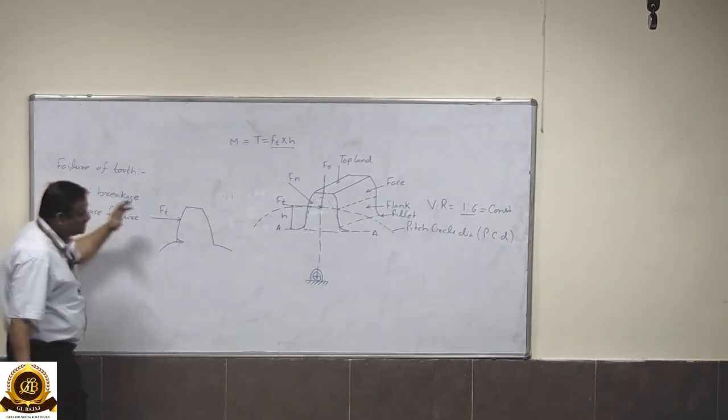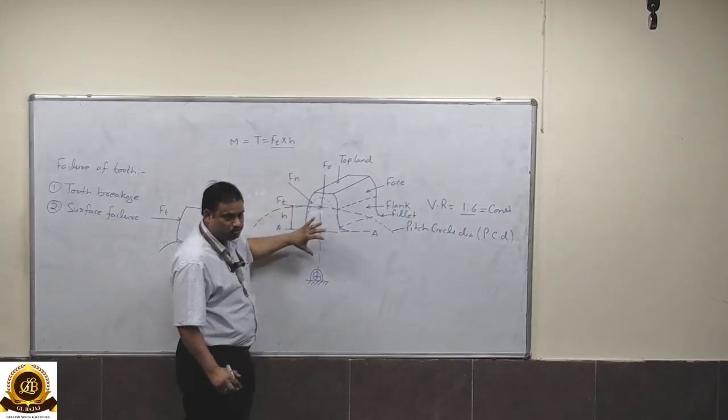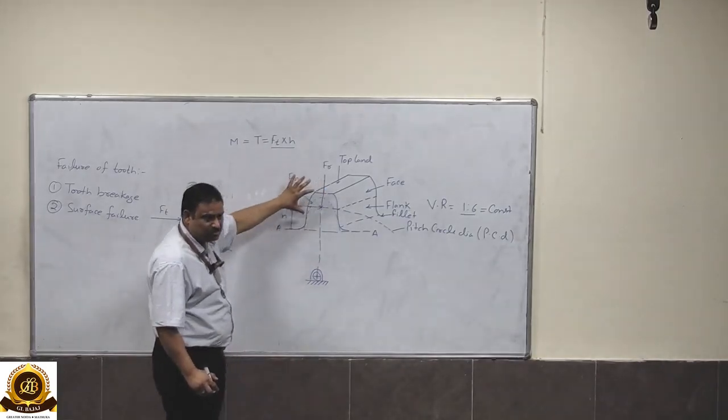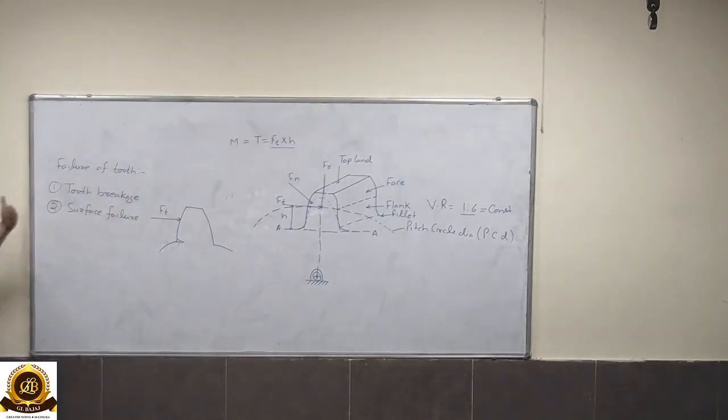Whereas in the case of cycloidal tooth profile, we have to develop two tooth profiles. One is the epicycloid and the second is the hypocycloid. So you have to choose the complex tooth profile here. For simplicity, we use the involute tooth profile.